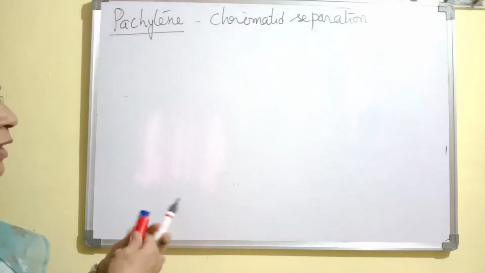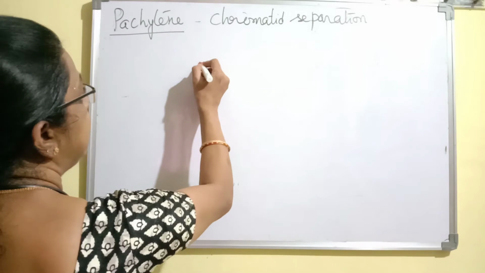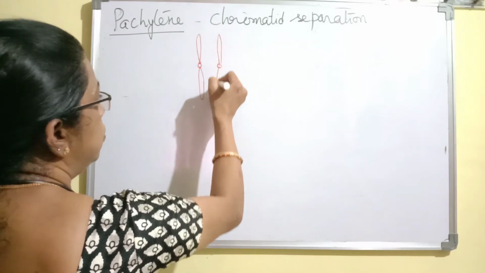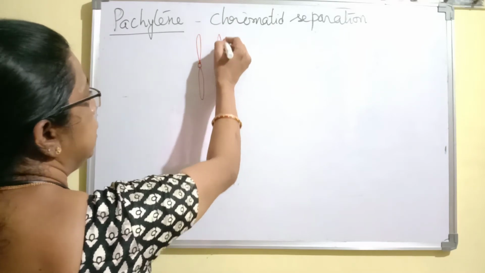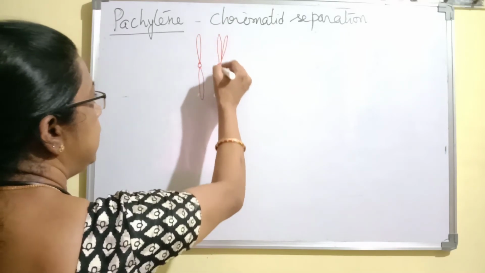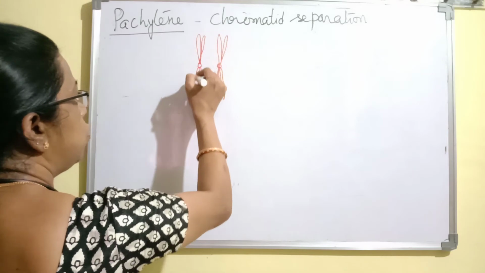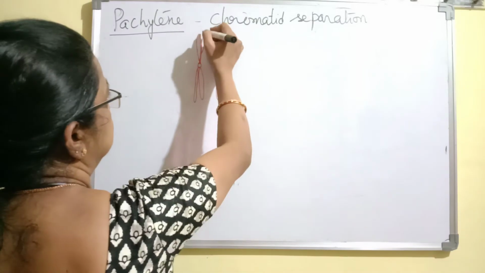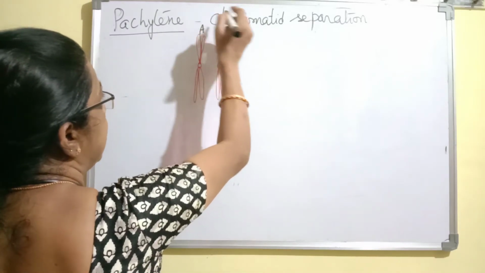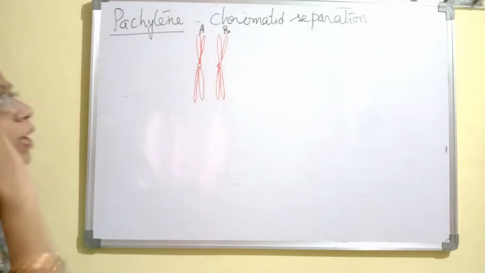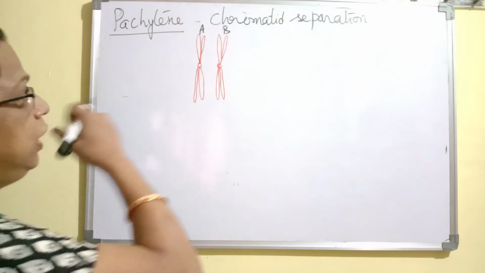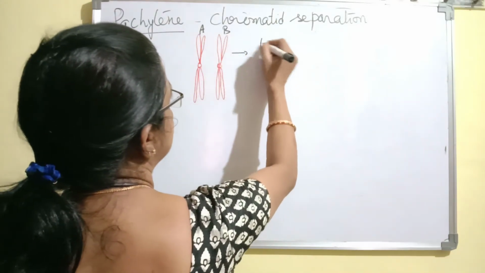Earlier, what did we discuss here? It looked like having only one chromatid. But now, since the separation takes place, every chromosome will appear to have 2 chromatids. So this is chromosome A and chromosome B, and every chromosome appears to have 2 chromatids. Therefore, this stage is called a tetrad.